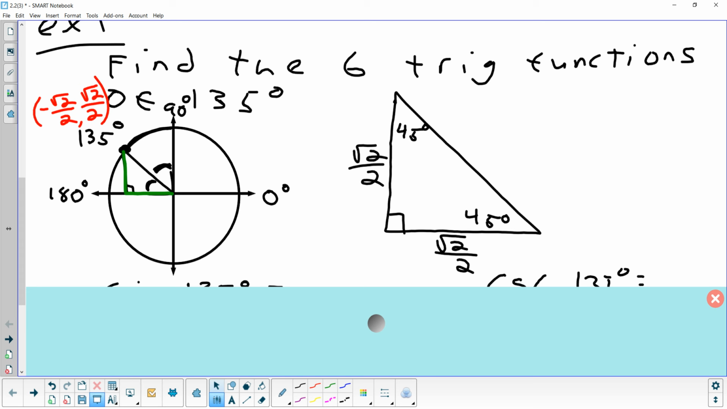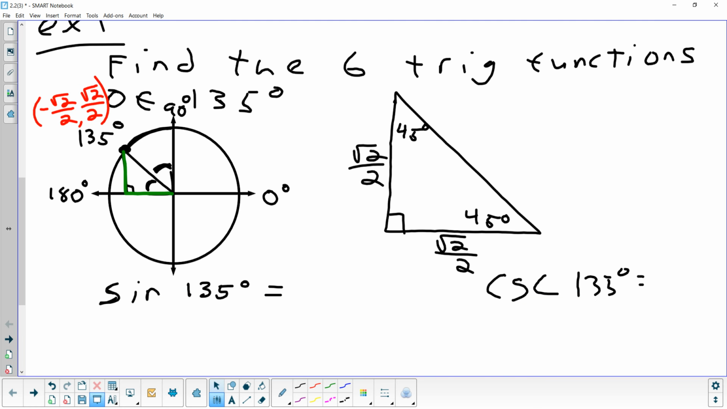And that's basically all that's different that's going to happen today. Sometimes you'll have a negative in front of the x. You could have a negative in front of the y, or you could have a negative in front of both, depending on the quadrant. All right, so let's go through all 6 trig functions.